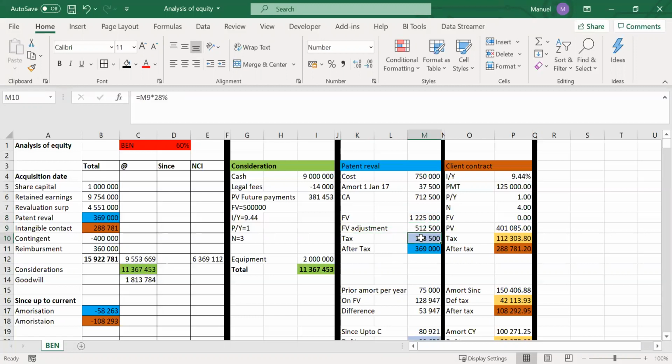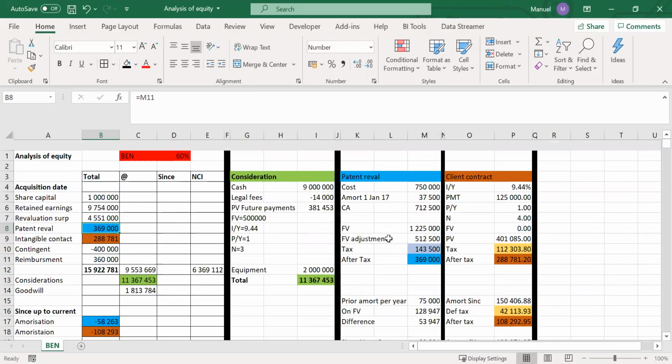And we know on that fair value adjustment, it's like a reserve, there will be tax. So the tax on that is 143. So the after-tax figure will be the 512 minus the 143. And we include that as part of our at acquisition date equity, a 369,000 on a patent, on a revaluation of a patent to bring it to fair value.